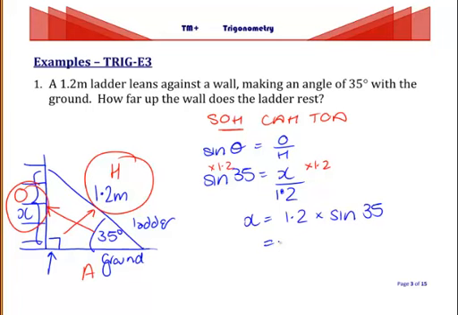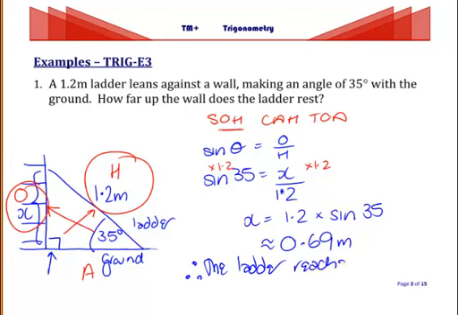So 1.2 times sine of 35 gives approximately 0.69. And we're talking about meters. So therefore the ladder reaches approximately 0.69 metres up the wall. Okay?